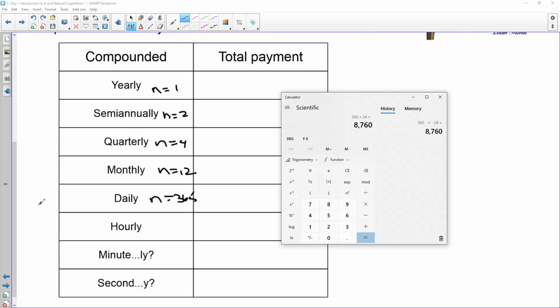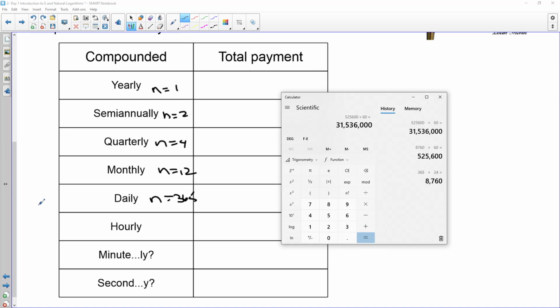And then I can get crazy. If I wanted to, I could say, what happens if I compound every minute? That means each of those hours is going to be times 60 minutes. That's a big n value. And then if I wanted to do seconds and say, you know what, every single second we're going to compound, I'm going to do times another 60 for 60 seconds, and you get this really gigantic n value.